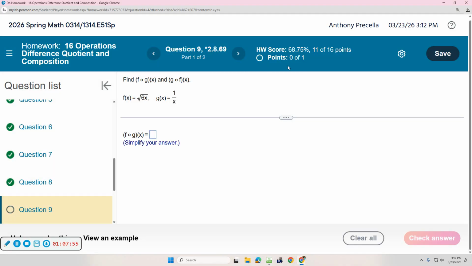Number 9. We have the same instructions: find f composed with g of x and g composed with f of x. Make sure, now on the test they may only ask for one part, so you need to make sure you know the order in which this composition works. f of x is equal to the square root of 6x, and g of x is equal to 1 over x.